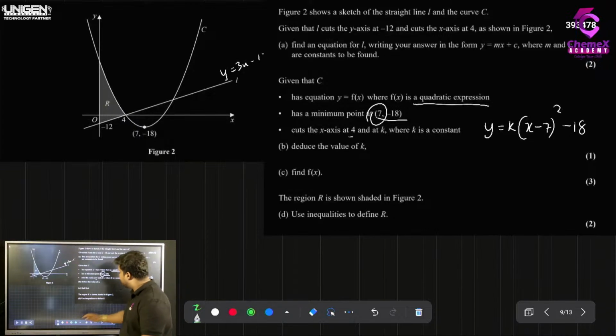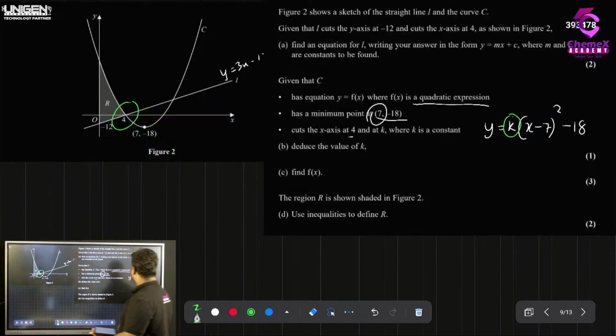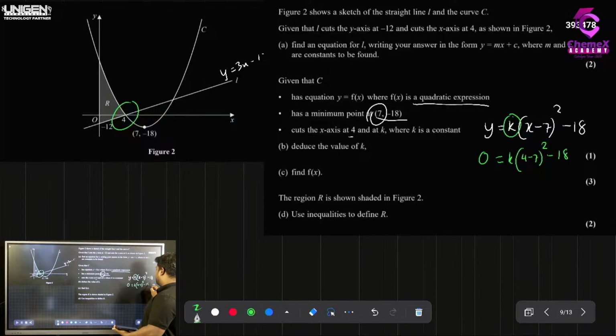When you write like this, you can take the center coordinate, right? Minimum point coordinate as 7 and minus 18, right? Can you remember that method? But we don't know this k. One of the coordinates where it cuts is given. That's going to be 4 comma 0. So if I put y equals 0, I can find k. It's going to be 4 minus 7 squared minus 18. 18 I am taking to the other side, divided by 9, k equals 2.